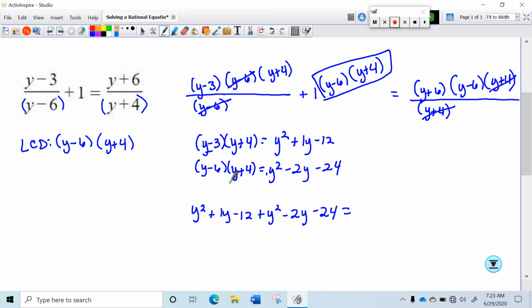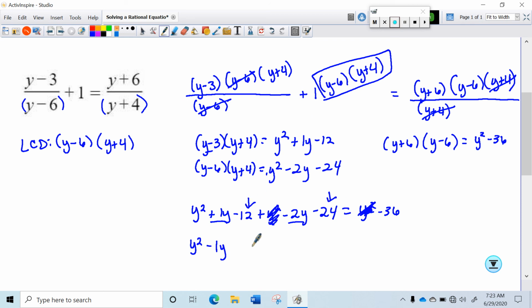Y plus 4 cancels with y plus 4, so I've got y plus 6 times y minus 6. That's a difference of 2 squares, so I get y squared minus 36. Now this y squared over here cancels with one of these. Okay, so I get y squared. For my y's, I've got 1 take away 2 is negative 1y. My constants, negative 12 and a negative 24 is a negative 36 equals negative 36. Well, look at that.